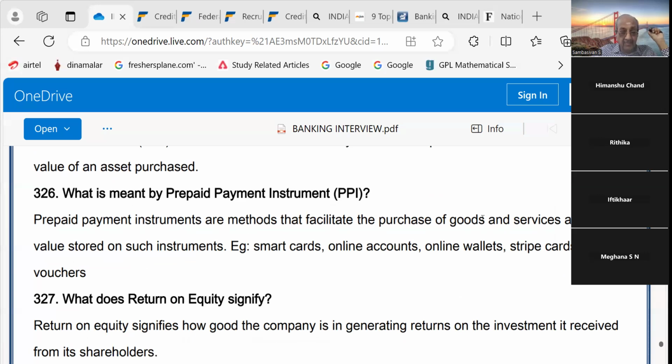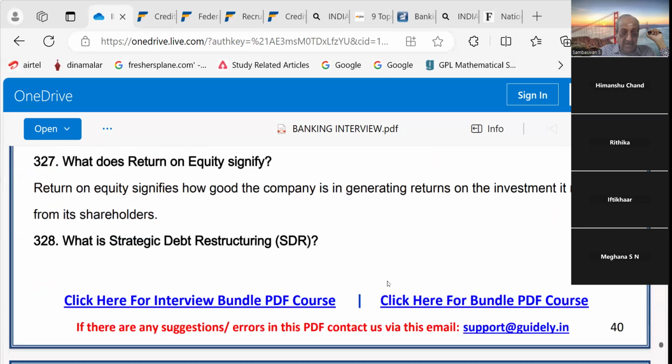What is meant by prepaid payment instrument, PPI? Prepaid payment instruments are methods that facilitate the purchase of goods and services against the value stored on such instruments. Example, smart cards, online accounts, online wallets, paper vouchers. Continue. What does return on equity signify? Return on equity signifies how good the company is generating returns on the investment it received from its shareholders.